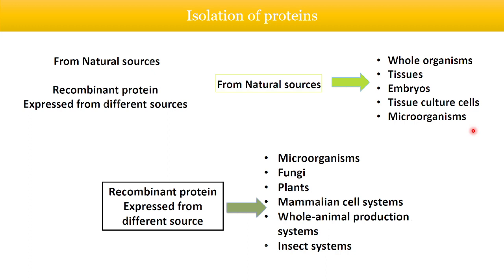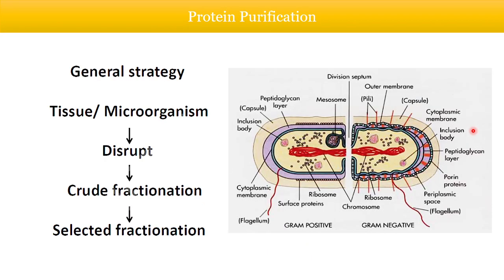Now, the recombinant proteins that are expressed in different sources include microorganisms, then fungi, plants, mammalian cell systems, whole animal production systems, and insect systems. So there are two different sources, natural and recombinant, and in these there are several categories from which you can isolate proteins. The general strategy for purifying your proteins is you take a tissue or an entire microorganism, you disrupt it, then you go through crude fractionation, and selected fractionation helps you get your protein.